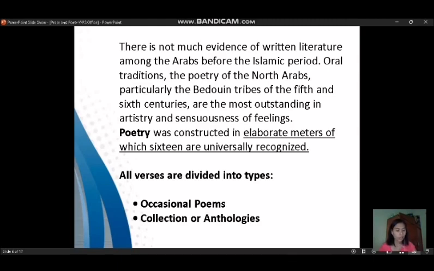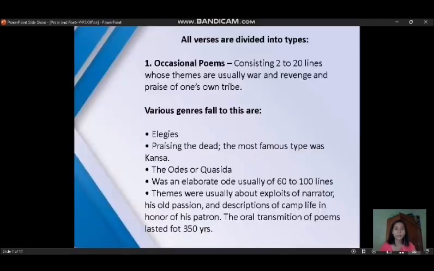So all verses are divided into two types, and they are the occasional poems, and collections or anthologies. So first, we will discuss occasional poems. So it consists of 2 to 20 lines whose themes are usually war and revenge and praise of one's own tribe. So various genres fall under this, such as elegies, praising the dead. The most famous type was the qasida.